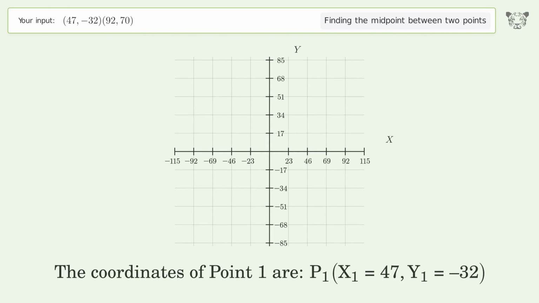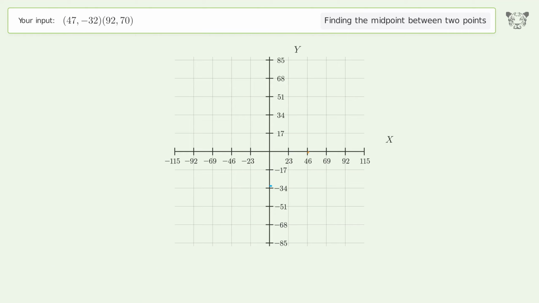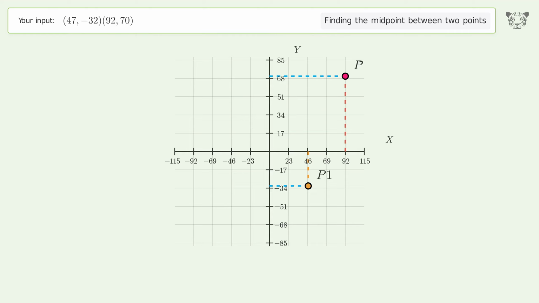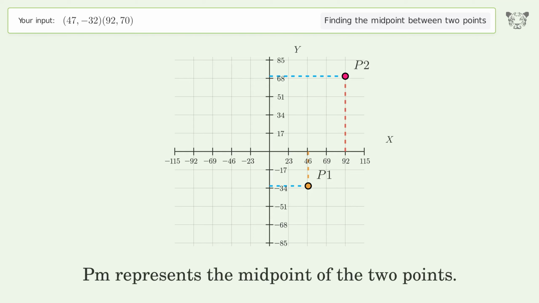The coordinates of point 1 are x1 equals 47, y1 equals negative 32. The coordinates of point 2 are x2 equals 92, y2 equals 70. PM represents the midpoint of the 2 points.